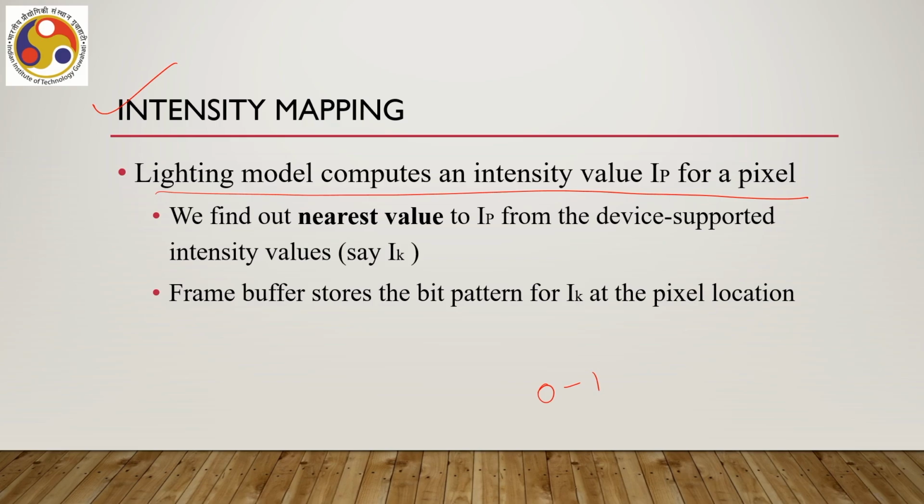However, devices do not support arbitrary ranges, they have a finite range of values. Say for example, an 8-bit display will support 2 to the power 8 or 256 colors for each of the pixels. So, we have 256 values supported by the device, but then the range 0 to 1 is infinite, any value can be generated. So, what we need to do is find the nearest value to IP from the device supported intensity values, say IK, then the frame buffer stores the bit pattern for IK at the pixel location.